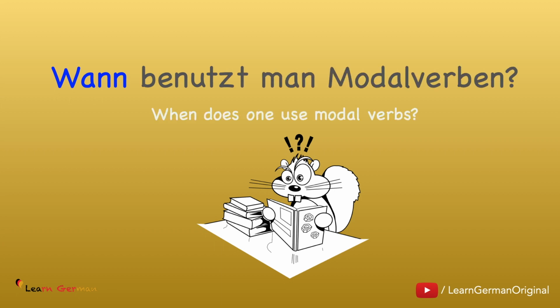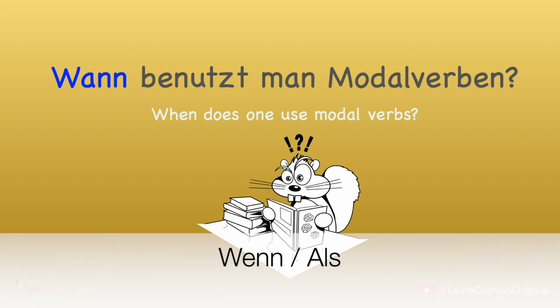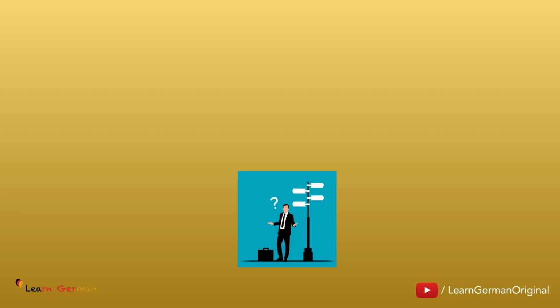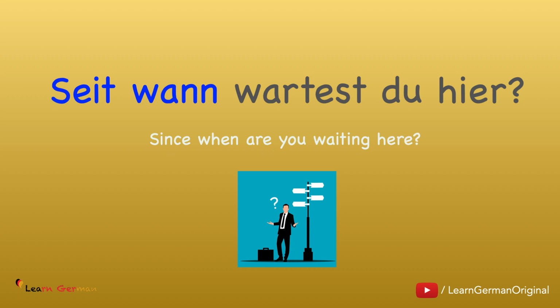Wann benutzt man Modalverben? Some of the questions with wann are answered with conjunctions like wenn and als. And sometimes wann can also be used together with a temporal preposition to show the duration of something that has a beginning and an end.